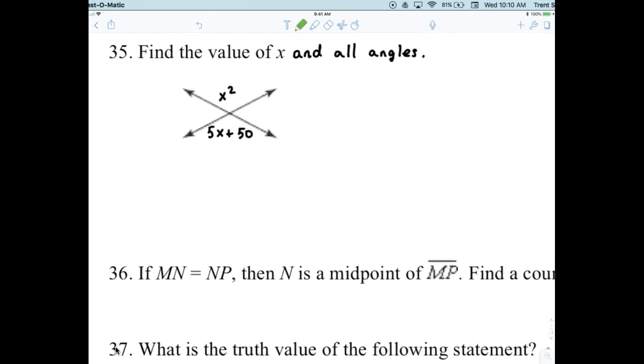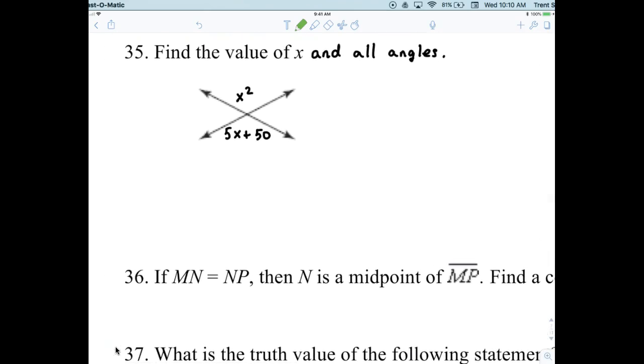Oh, yeah, I'm glad you asked me about this. Find the value of x in all the angles. All right, so what type of angles are those? Vertical. Vertical, so what's true about those? They're equal. All right, so you have to say x squared is equal to 5x plus 50.